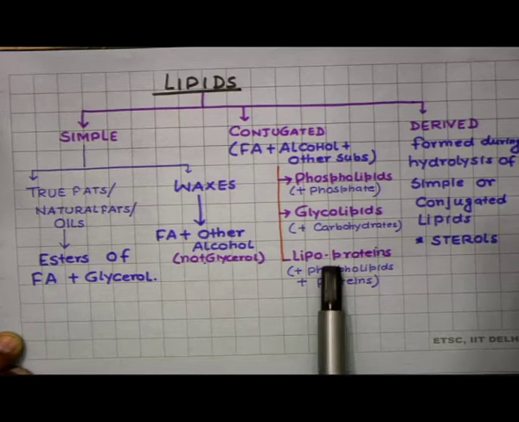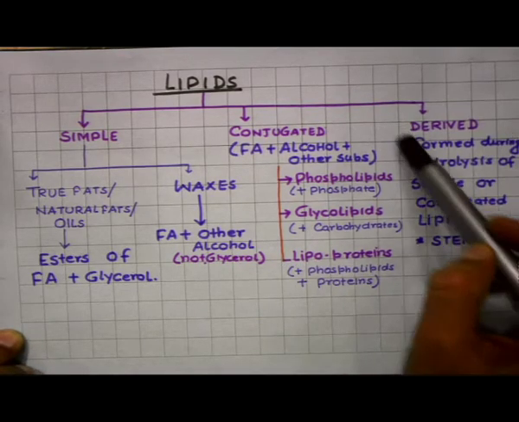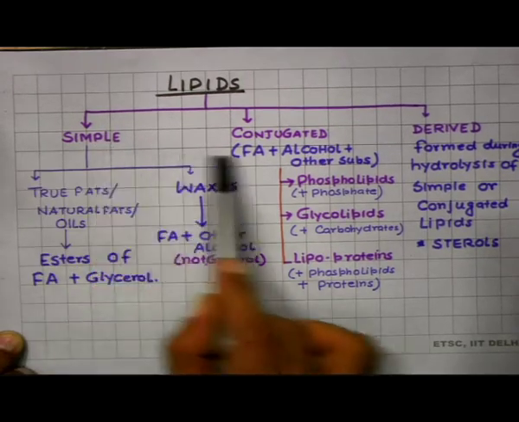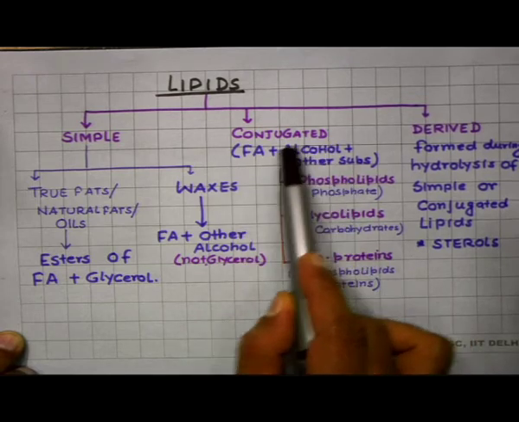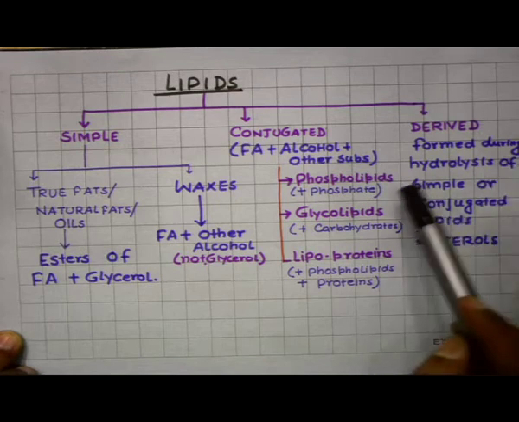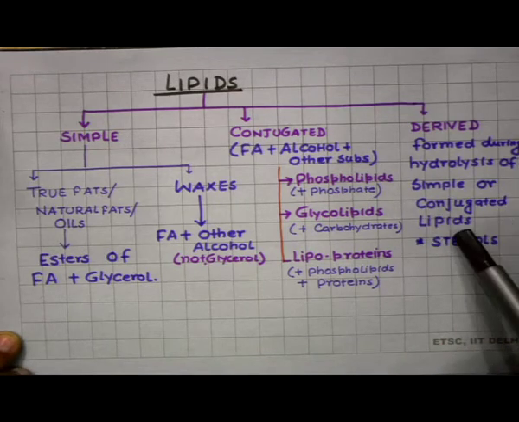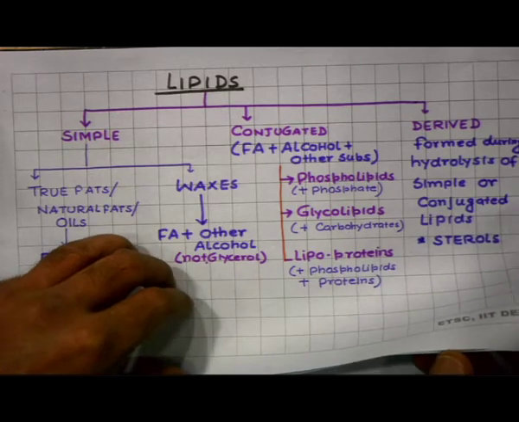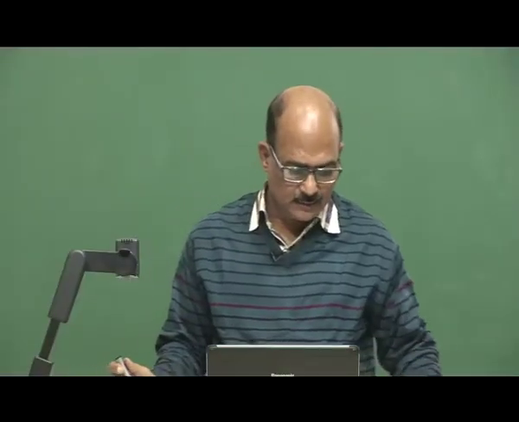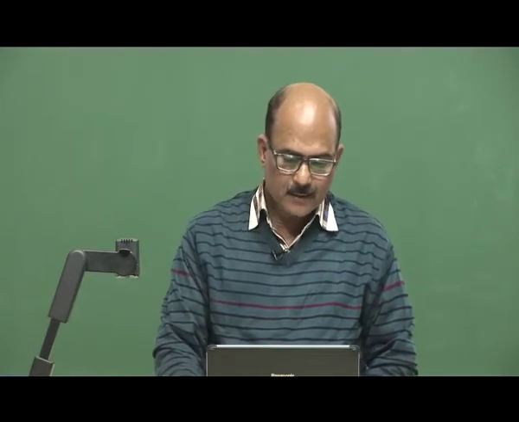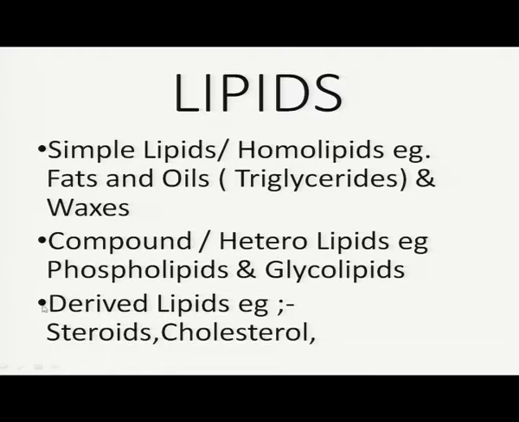The third type of lipids are called derived lipids, which are formed by the hydrolysis of the simple and conjugated lipids. So, derived lipid can be defined as formed during the hydrolysis of simple and conjugated lipids. The examples are sterols, which we will look at in this session, steroids and cholesterols.